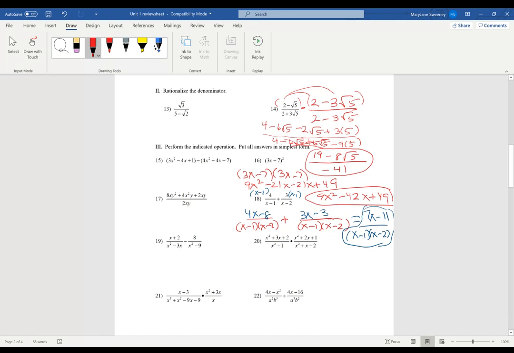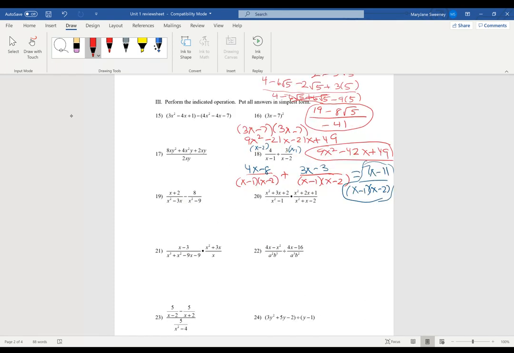Okay, multiplying, we factor everything, right? Because we normally multiply straight across, but we can reduce if we have some common factors. So everything's going to get factored. X, what multiplies to 2 that adds to 3 is 2 and 1. X plus 1, x minus 1, that's a difference of 2 perfect squares.